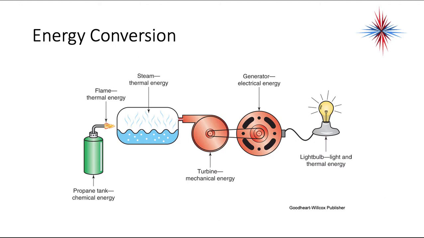So this is just an example of energy conservation. I have a propane tank, which is chemical energy stored. Then we change it to a flame because we ignite it and make it burn. That's thermal energy. I heat the water, that's steam or thermal energy. I turn the turbine, that's mechanical energy. I turn the belt for the generator using that mechanical energy, that becomes electrical energy. And then I power the light bulb, this becomes light and thermal energy. So again, we're not destroying energy or using energy. We're just converting it from one form to another.